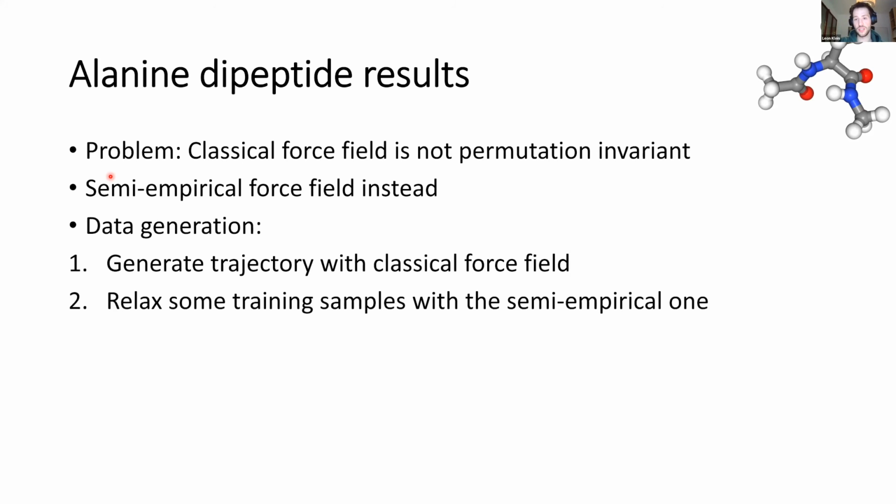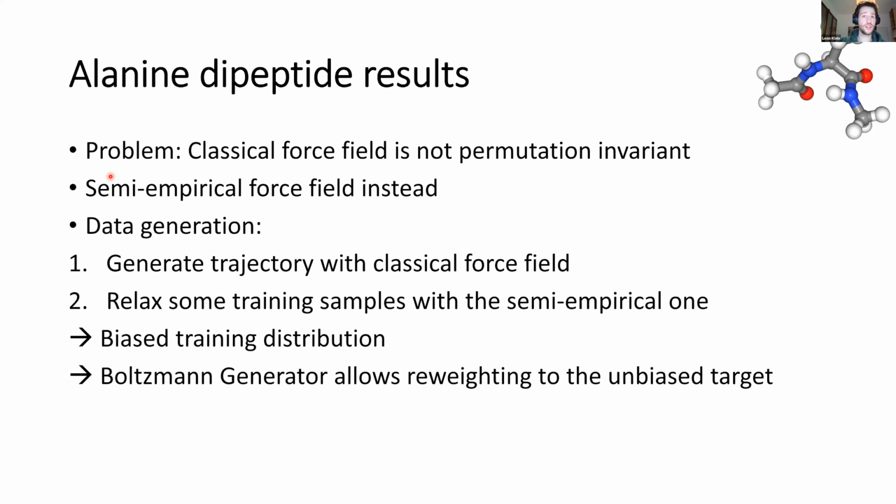And what we get then is a biased training set for the samples. And we didn't require a long trajectory from our target Boltzmann distribution. So this goes a little bit in the direction that we don't require samples from our target distribution for training. Yeah, so I mentioned we have a biased distribution, and the Boltzmann generator then of course also learns a biased distribution, but due to the reweighting, we're able to reweight to the unbiased target distribution.